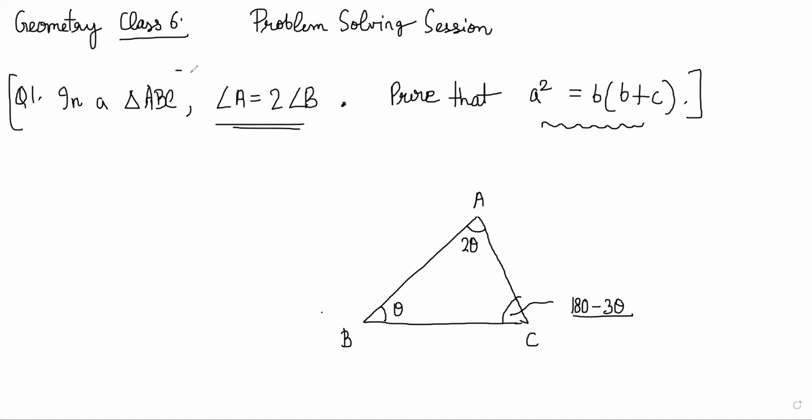Use your trigonometry knowledge to try to do this. You have angle A is double of angle B. So you can write angle A as 2 theta, angle B as theta, angle C is 180 minus 3 theta. We have this side is called a, this side is called b, this side is called c. We have to prove this relation.